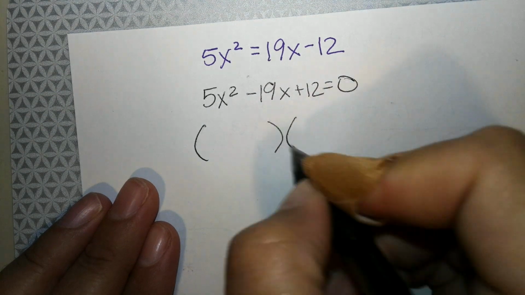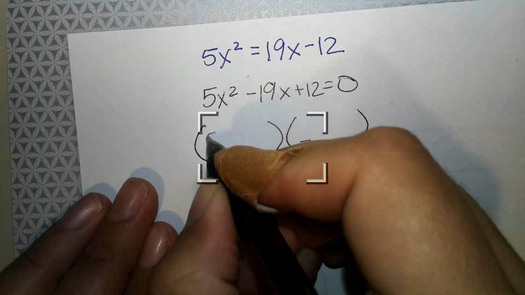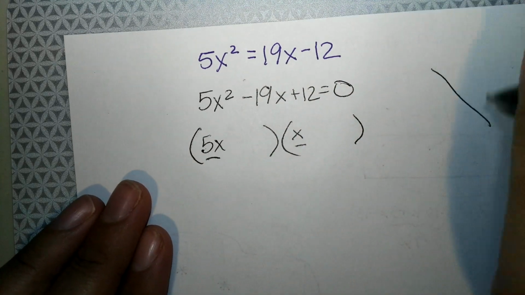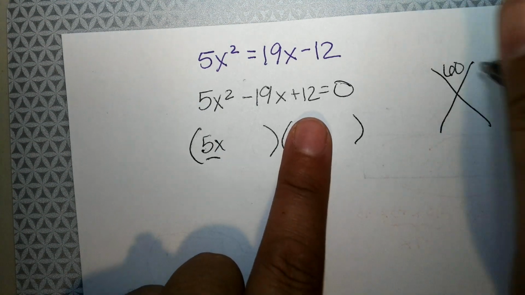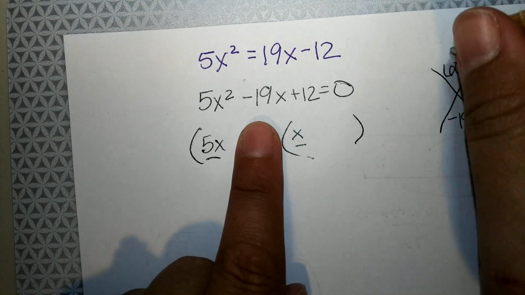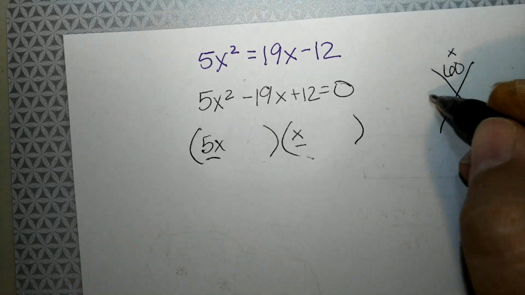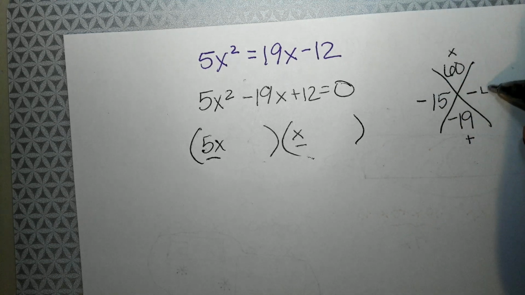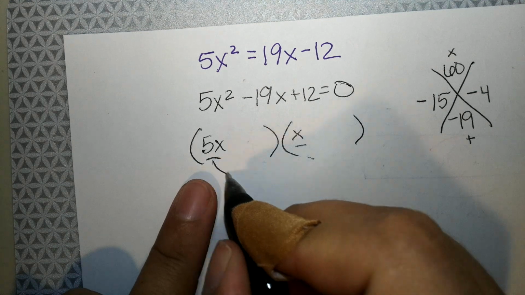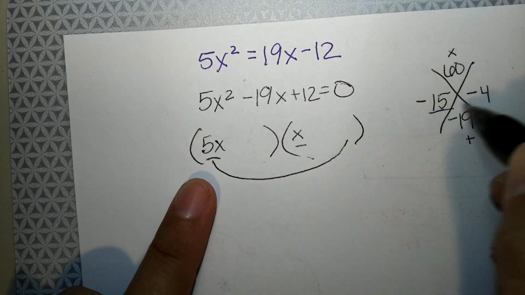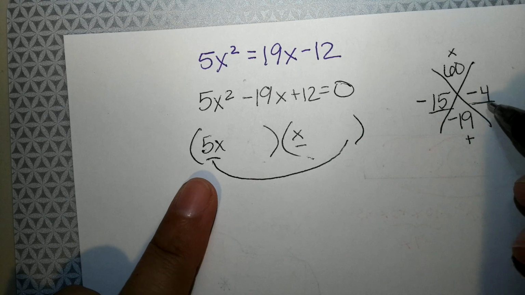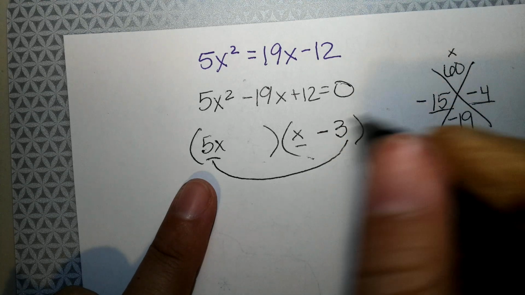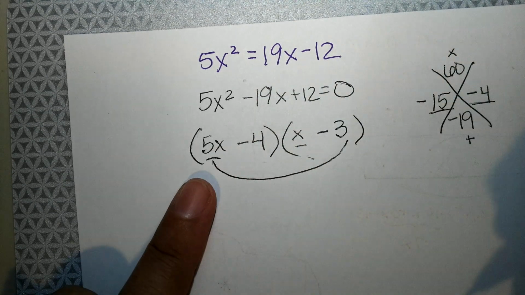I only have one option for this first term, 5x and x, because 5 is prime. Now remember, a times c goes at the top. So 5 times 12 is 60. b goes at the bottom, negative 19. So what multiplies to 60 and adds to negative 19? They're both negative. Let's see, 15 and 4. So when I'm multiplying here, 5 times something has to get us to one of these numbers. Well, 5 doesn't go into negative 4, so it has to be negative 15. So 5 times negative 3 gets us to negative 15, and this needs to be negative 4.